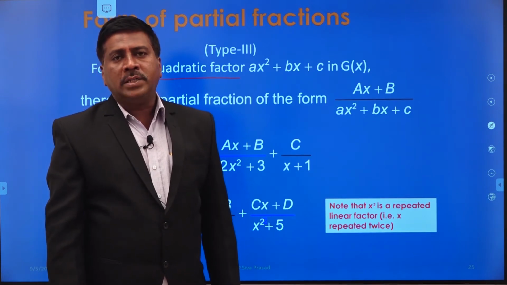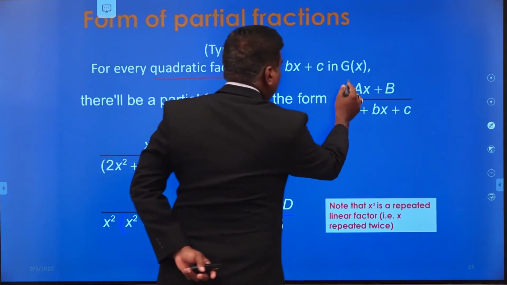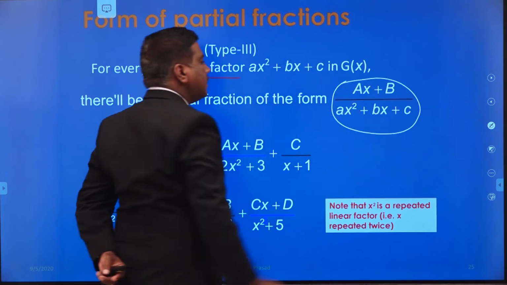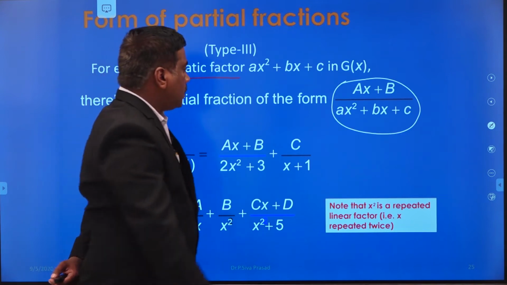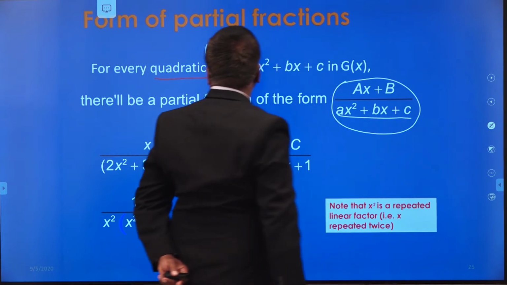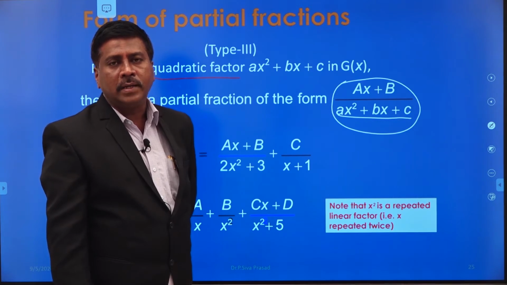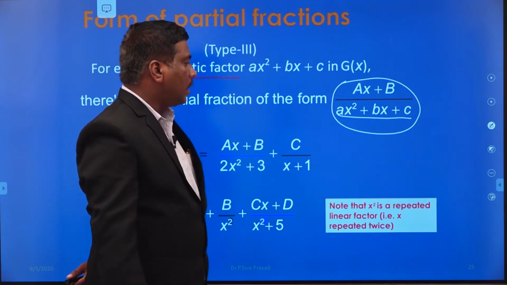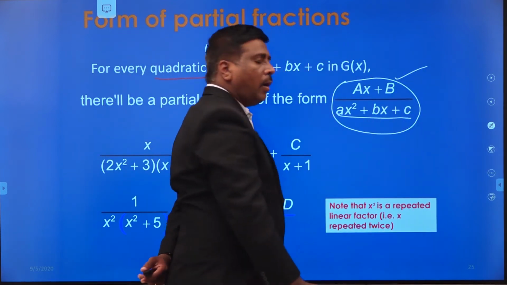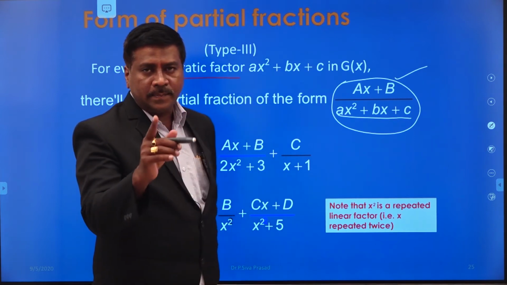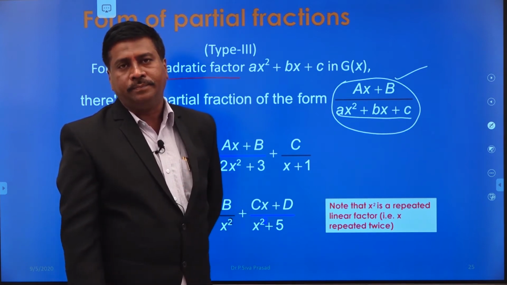Suppose such factors exist in a proper fraction, then the partial fraction you have to consider is ax plus b by ax square plus bx plus c, because ax square plus bx plus c is a quadratic factor which you cannot factorize. Please all of you keep this in mind. This comes under the category of type 3.